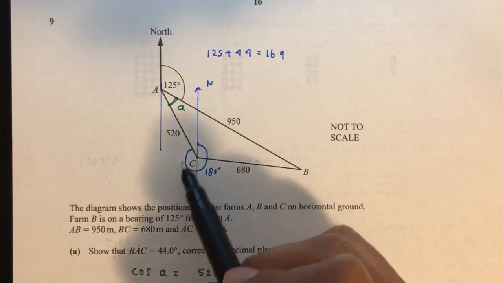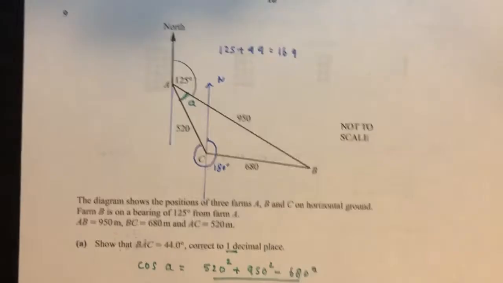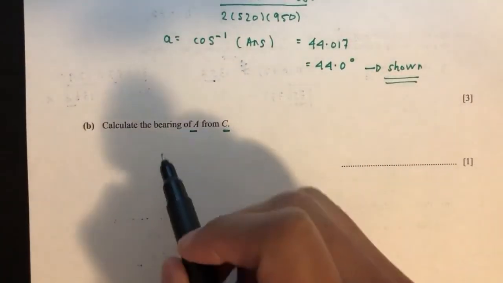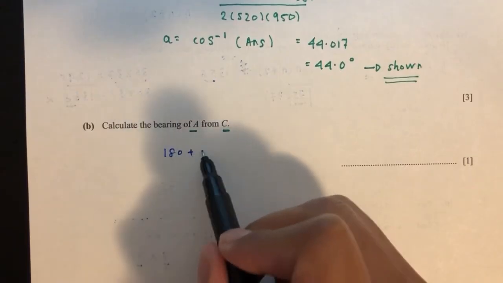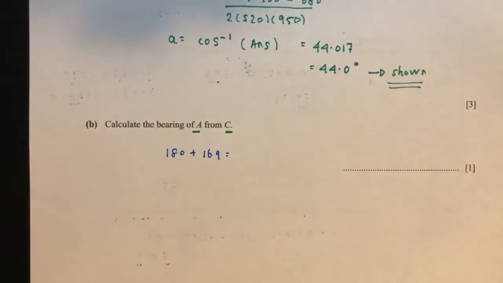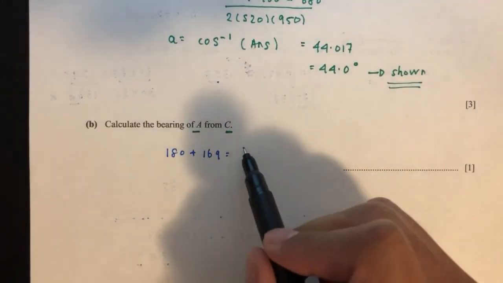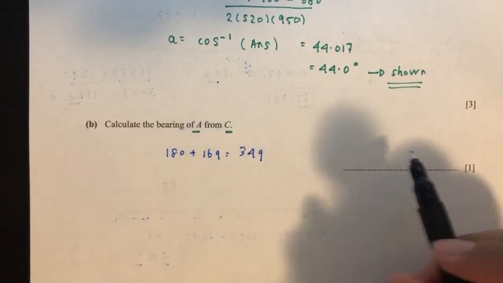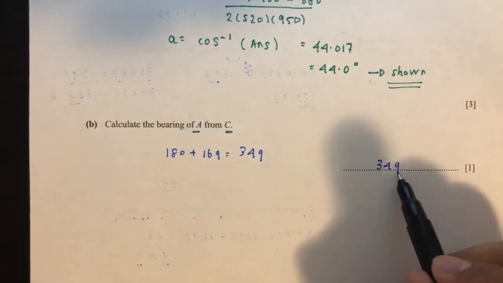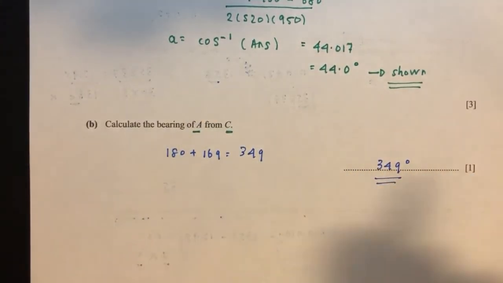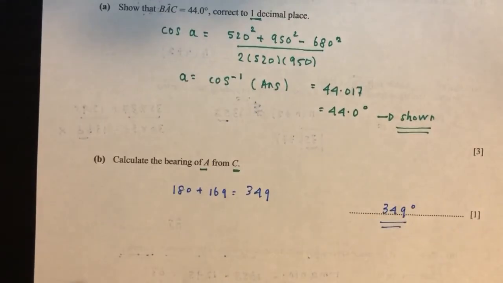So what is this big angle? It will be 180 plus 169. So 180 plus 169, what do you get? 180 plus 169 will be 349. So the angle will be 349 degrees for part B. Now we can move on to part C.